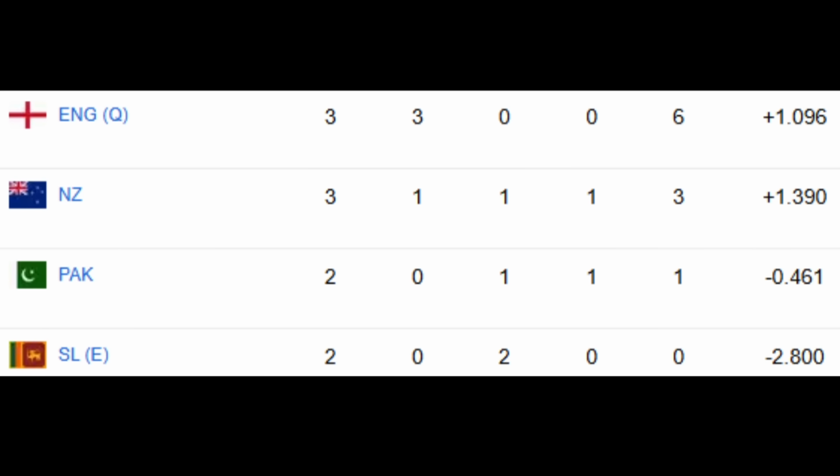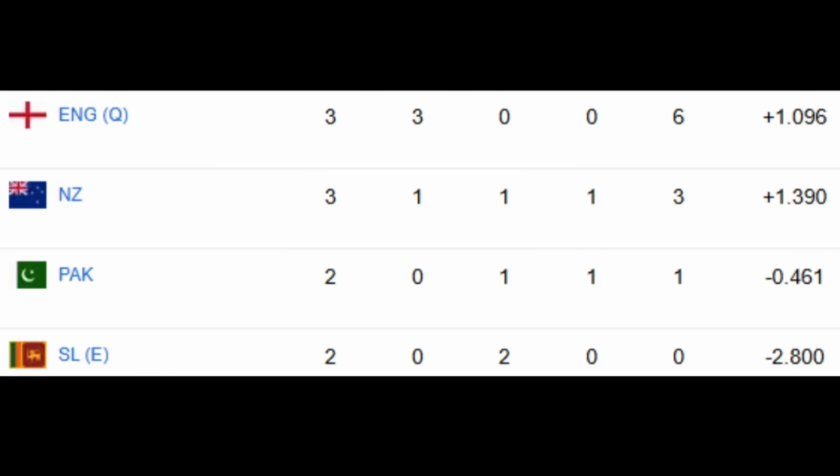England have qualified, they will be assured of a top spot finish. New Zealand have played all their games, and now it's Pakistan versus Sri Lanka. That is going to be the deciding game of Group Y, because look at what has happened. Initially before this game, it was plus 3.05 for New Zealand. It's now dipped to plus 1.39. And Pakistan have a net run rate of minus 0.461.